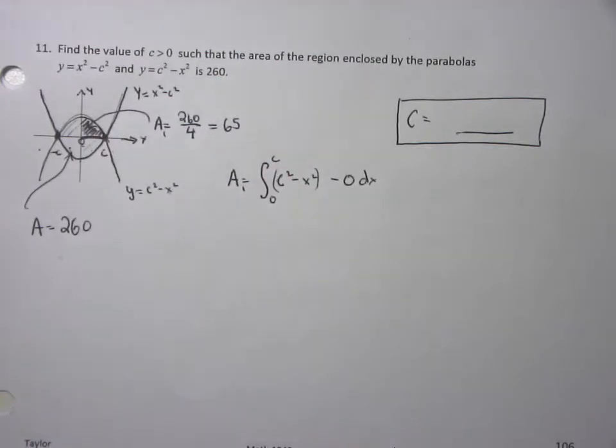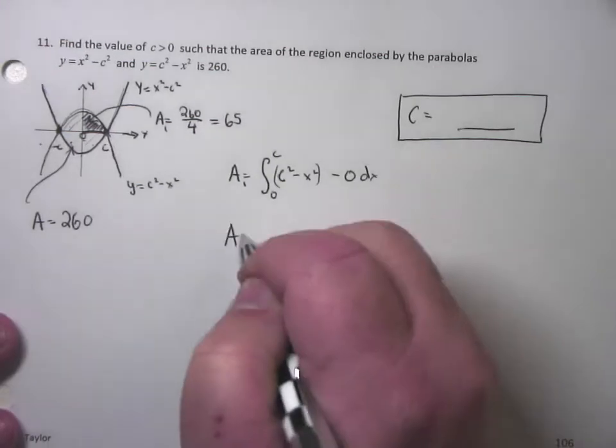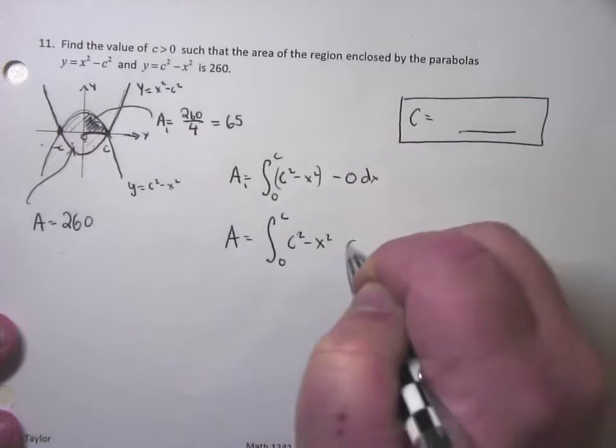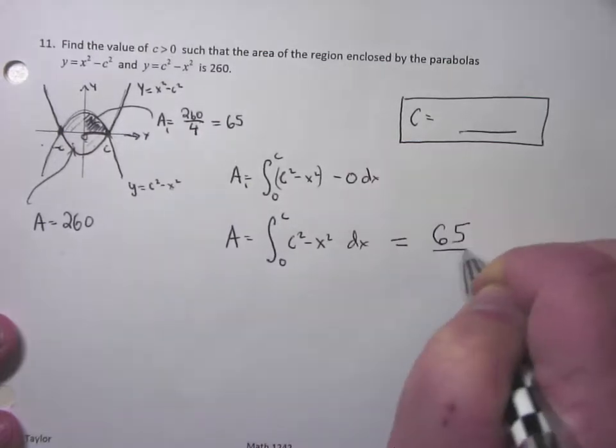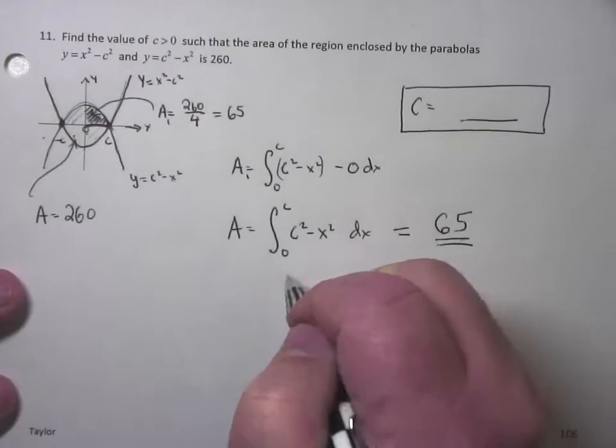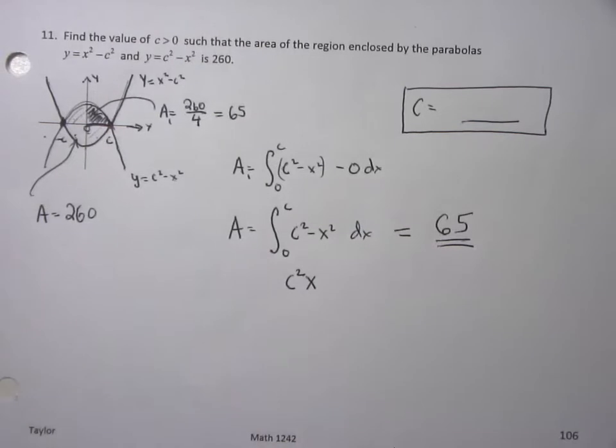So cleaning this guy up, area equals the integral from 0 to c of c squared minus x squared dx, but we know that's equal to 65. Now let's integrate this guy. Who's c? Well, that's the goal. We've got to find this. But c is a constant. What's the integral of c squared with respect to x? What's the integral of a constant with respect to x? It's the constant times x. Integrate a constant, you get a constant times x. I know it's squared, don't care. C represents a constant.